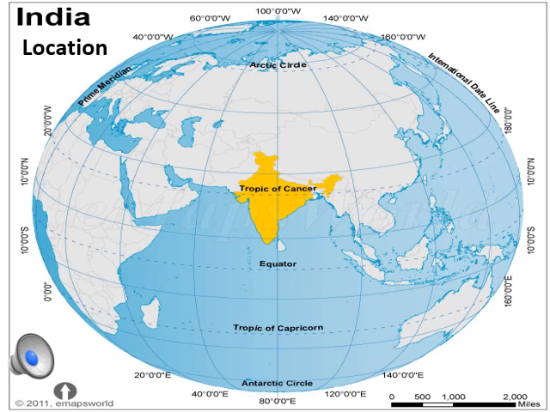Now you see the location of India on the globe, where India is lying. India is lying above the equator, and the place above the equator is the northern hemisphere. So here you can say that India is located in the northern hemisphere because it is lying above the equator.